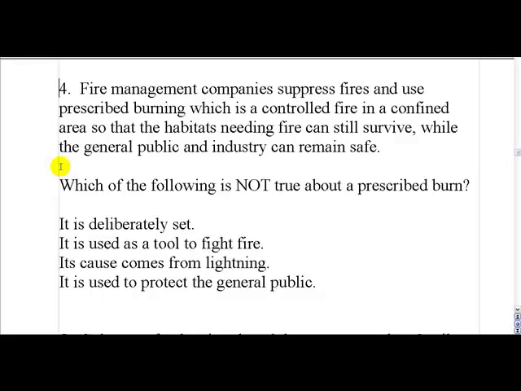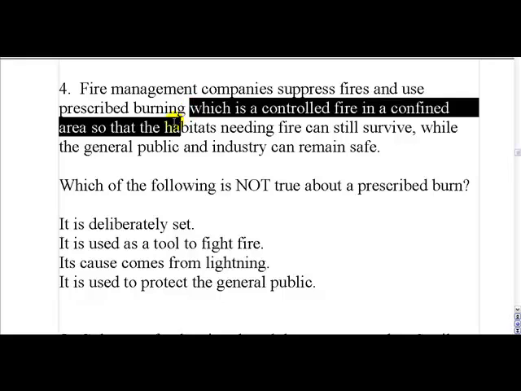Fire management companies suppress fires and use prescribed burning, which is a controlled fire in a confined area, so that habitats needing fire can still survive while the general public and industry can remain safe. So it says, which of the following is not true about a prescribed burn? So step 1, you identify prescribed burning, and then of course, if you're smart, you identify which is a controlled fire in a confined area.